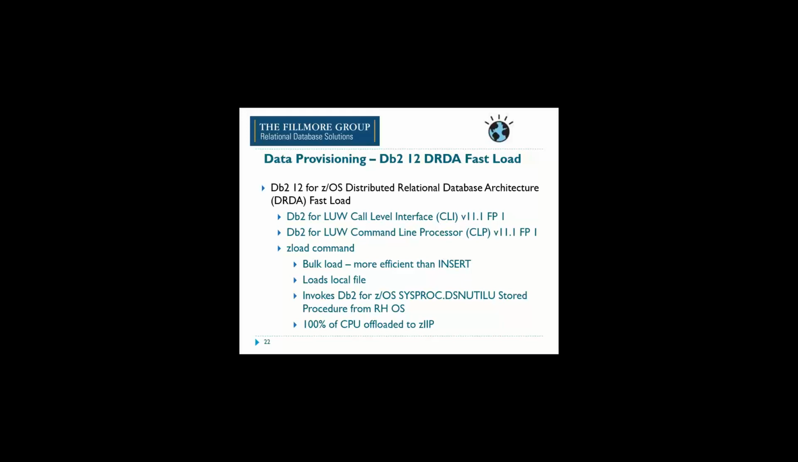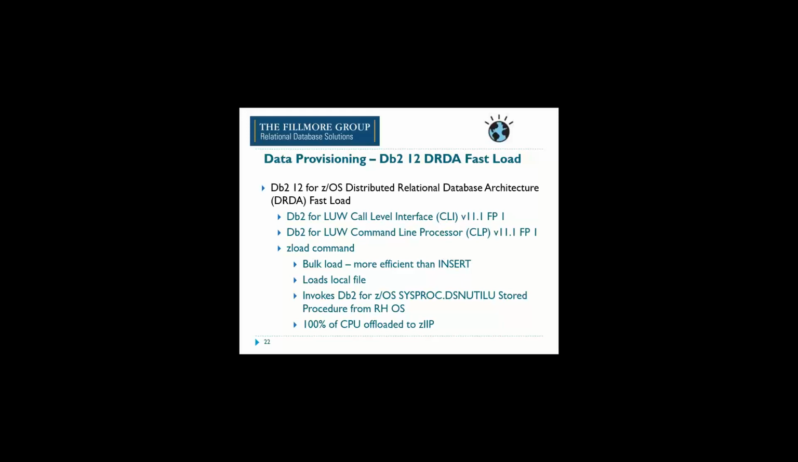So there are a couple of prereqs. Number one, Db2 for z/OS. Number two, in Linux or Red Hat OpenShift, you're going to have to install one of these two components: the Db2 for LUW call level interface or the command line processor. And these clients are free, so there's no cost associated with that. And then you'll execute what is now known as the zload command. So it uses the same bulk load capability that we talked about earlier.